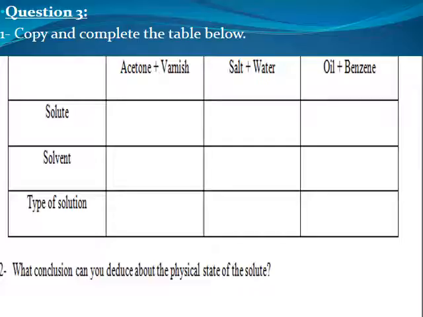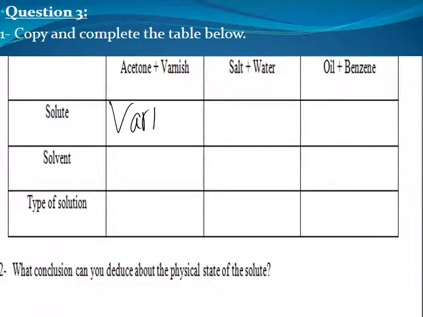Question number 3. Copy and complete the table. You have to complete the table in your copybooks. We have acetone plus varnish. We have salt plus water. We have oil plus benzene. Let's start with the first one. Abbas, acetone plus varnish. Which one is the solute?